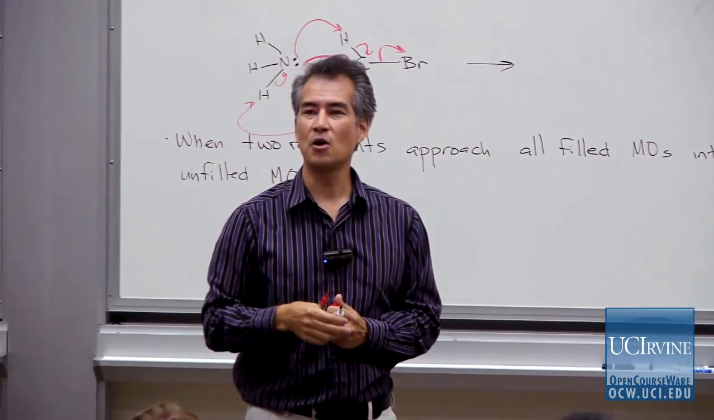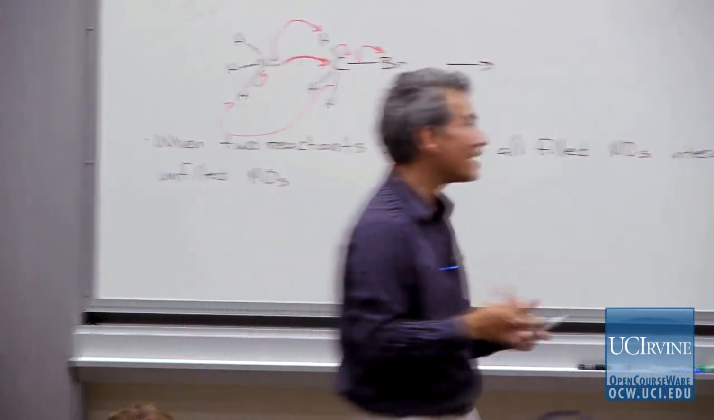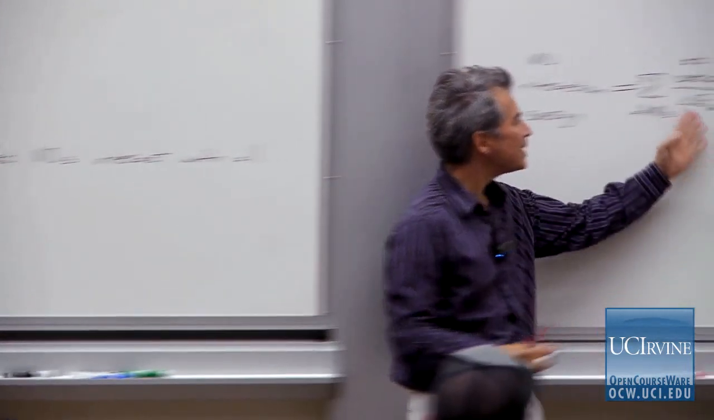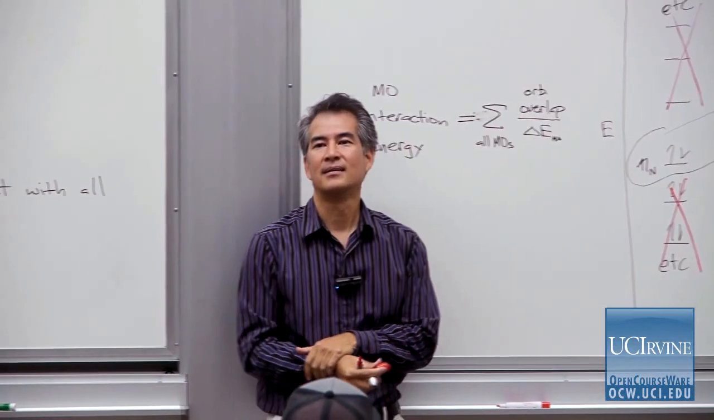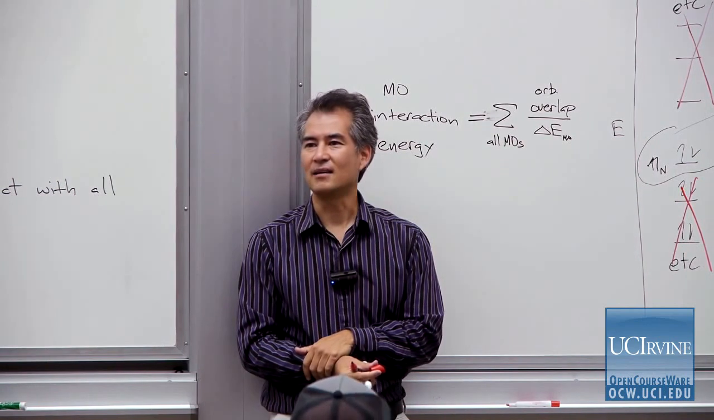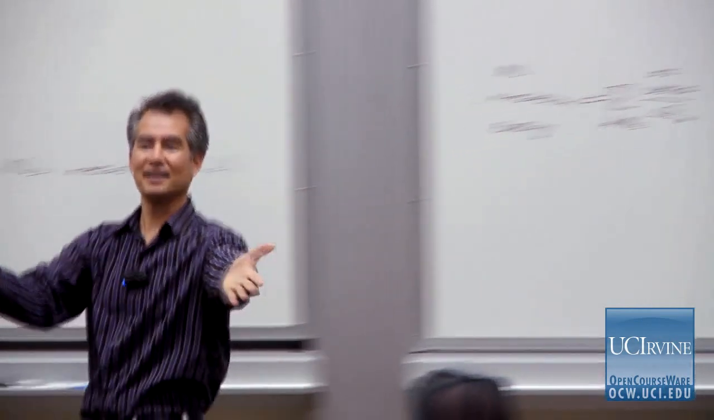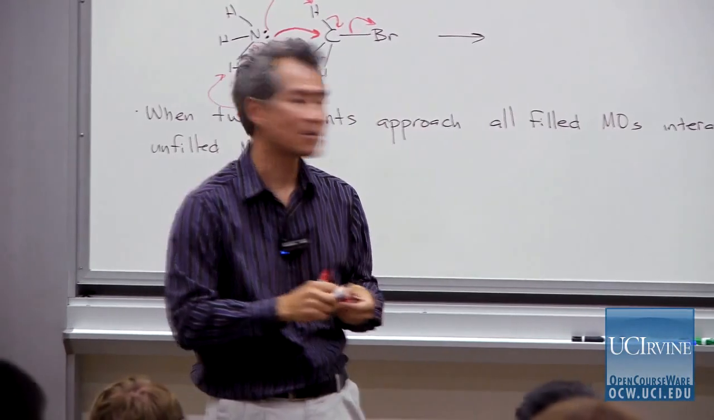Kenichi Fukui won the Nobel Prize in 1981 for recognizing that when the denominator is small, this term gets big. That's the Nobel Prize right there for frontier orbital theory. You could have won that if you had recognized the mathematical consequences of that.